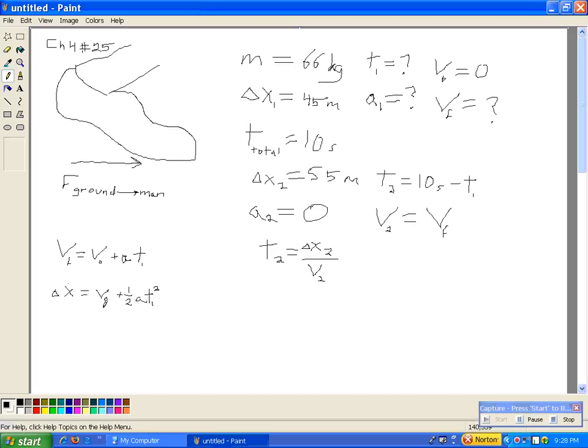In this case, this is good because the initial velocity is 0, so we're left with delta x equals 1/2 at squared. If we solve for a, we get a equals 2 delta x all over t squared.